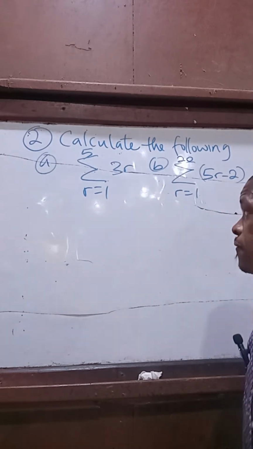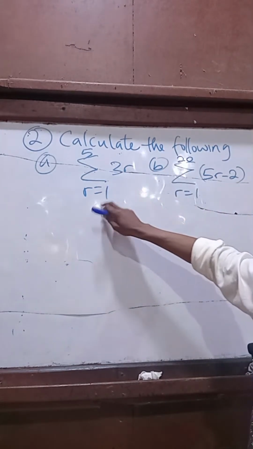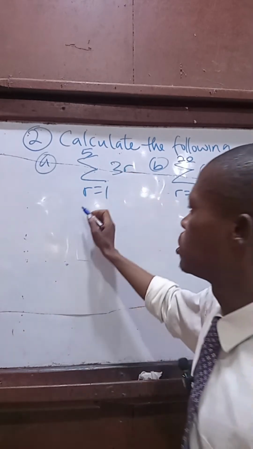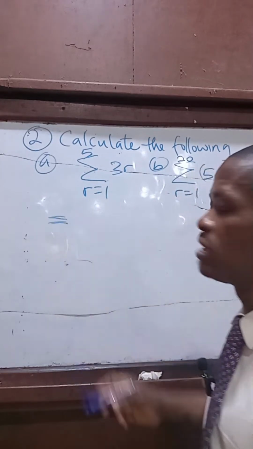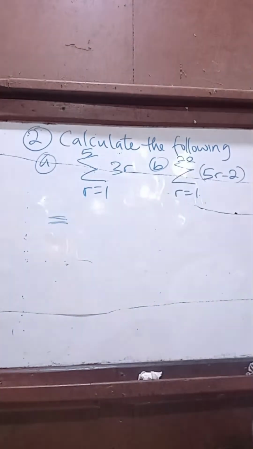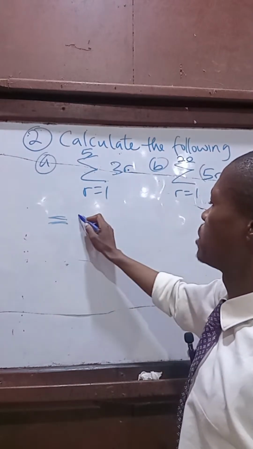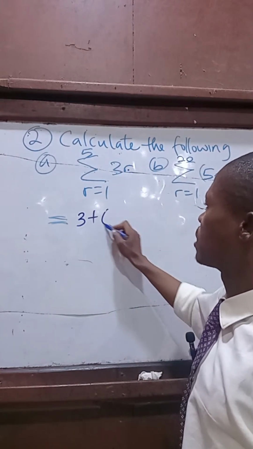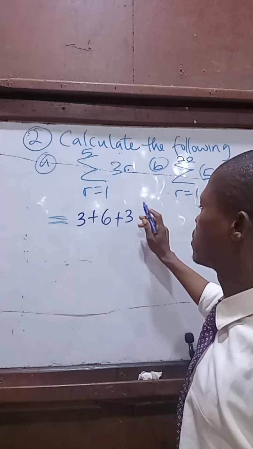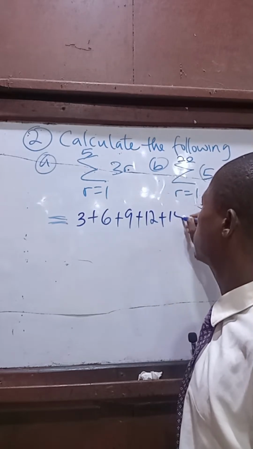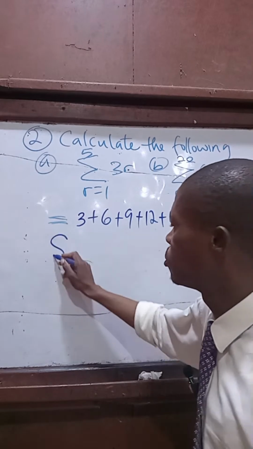So this is another one we have. Calculate the following: the summation from r starting from 1 to 5. The first thing to do is to interpret the sigma notation. That will be 3 times 1, that's 3; 3 times 2, that's 6; 3 times 3, that's 9; then 12, and then 15.